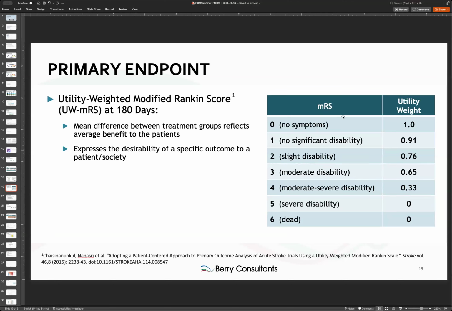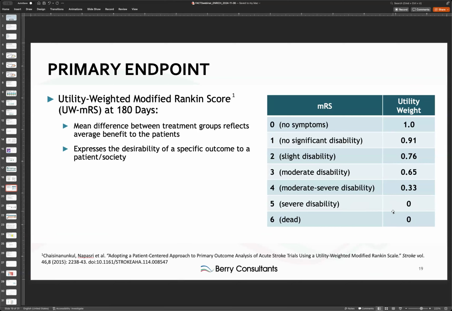But what's usually done in stroke, and what has historically been done in stroke, is patients are evaluated on this mRS scale, the modified Rankin scale. It's a scale that goes from 0 to 6, where 0 is no symptoms and 6 is death. What the utility weights do is assign a weight between 0 and 1 to each of these ordinal outcomes, and 5 and 6 in the utility weight are both considered to have a utility of 0. So this severe disability tends to be a vegetative state. The consideration here to patient and society is that it has the same utility as death.